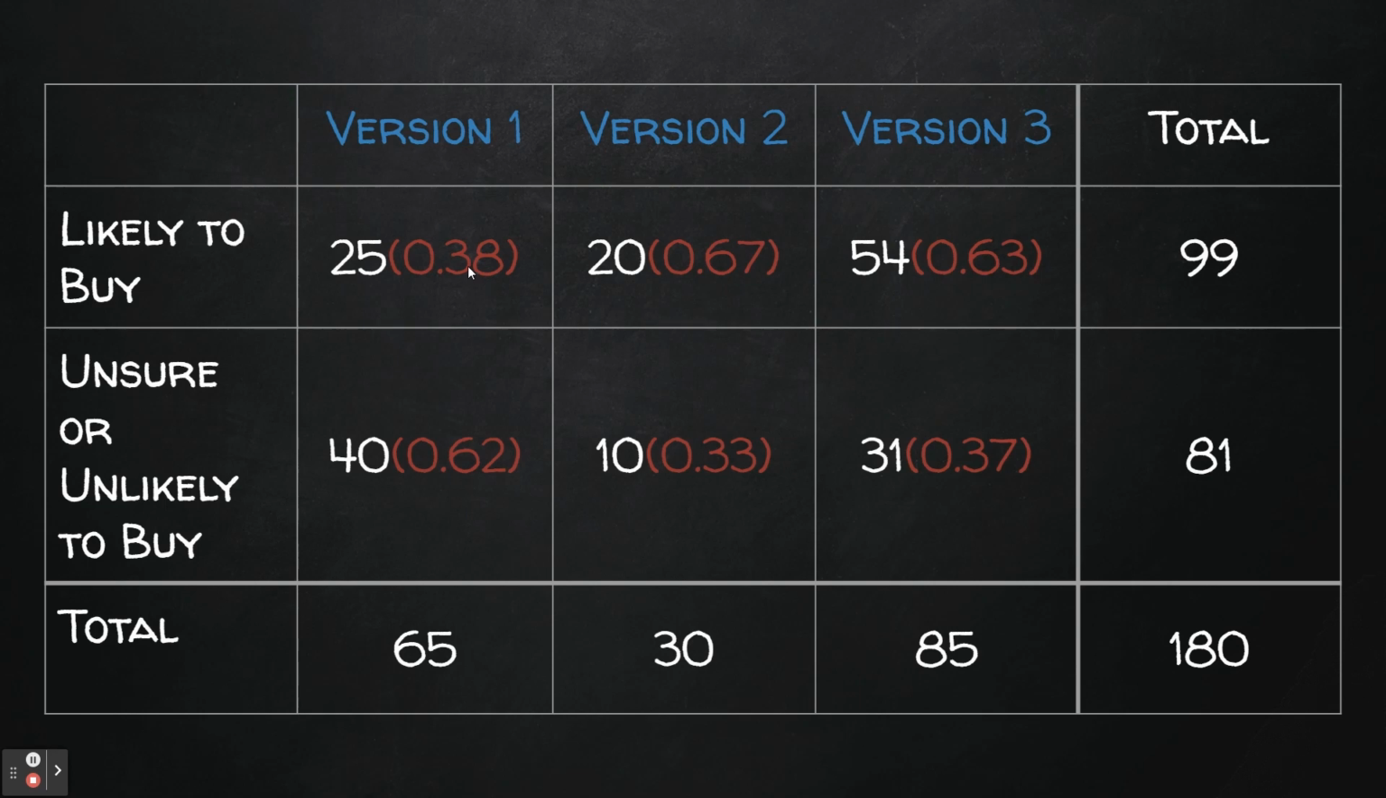You will notice there's a discrepancy across the likely to buy between version 1 and the other 2 versions. This indicates that there is an association. So we can conclude, according to this data, there is an association between which version of the commercial is shown and if a customer is likely or unlikely to buy the product.